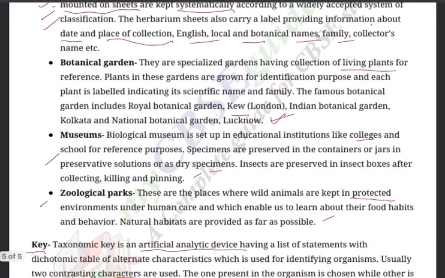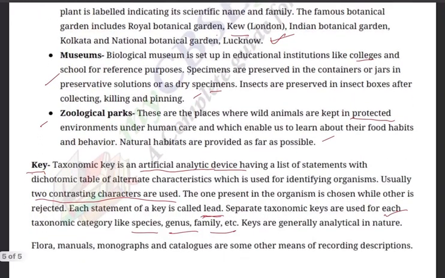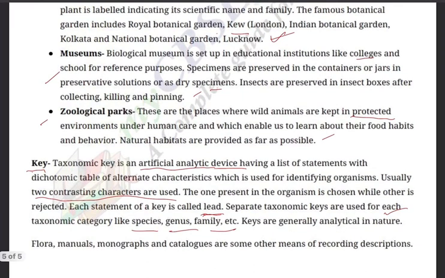And then museums, biological museums are set up in educational institutions like colleges and schools for ready reference. Specimens are preserved in containers or jars in preservative solutions or as dry specimens, like the one we have got in our own biology lab. And then zoological parks, these are the places where wild animals are kept. Again, you must have seen Hyderabad Zoo, you must have gone to Mysore Zoo and seen all the wild animals there. And they try to create a very close natural habitat as far as possible.